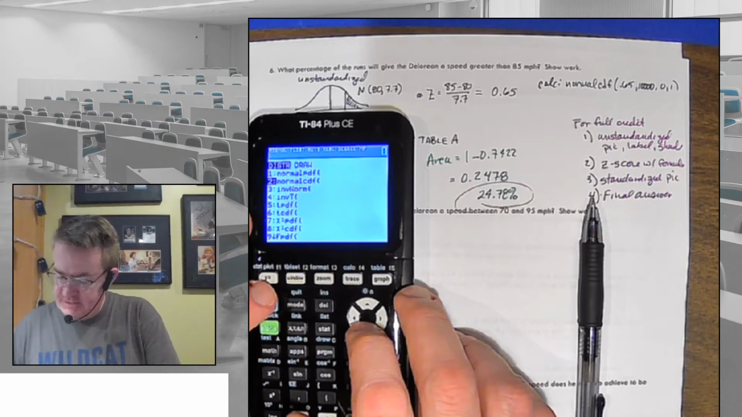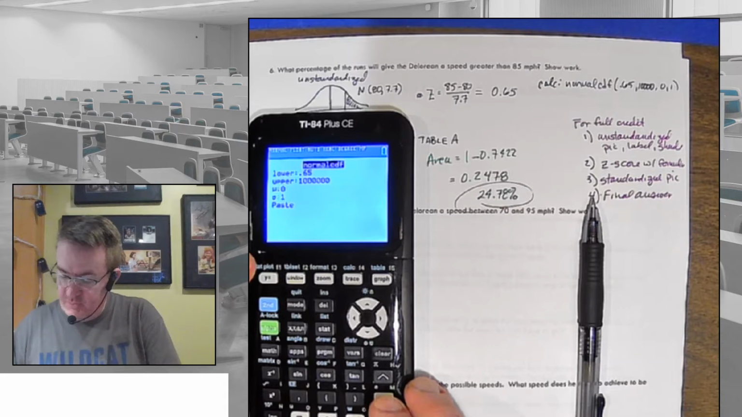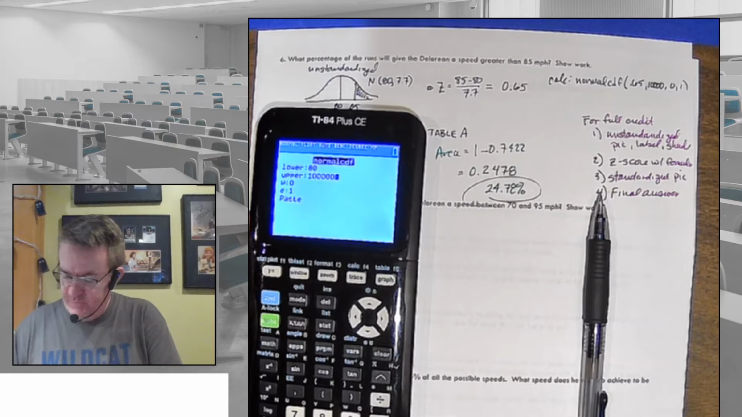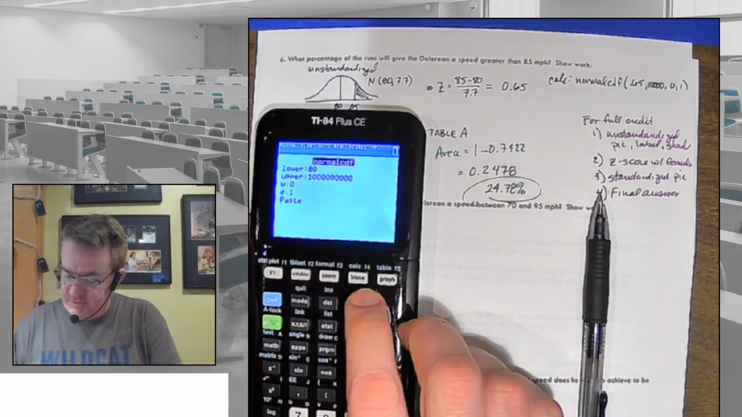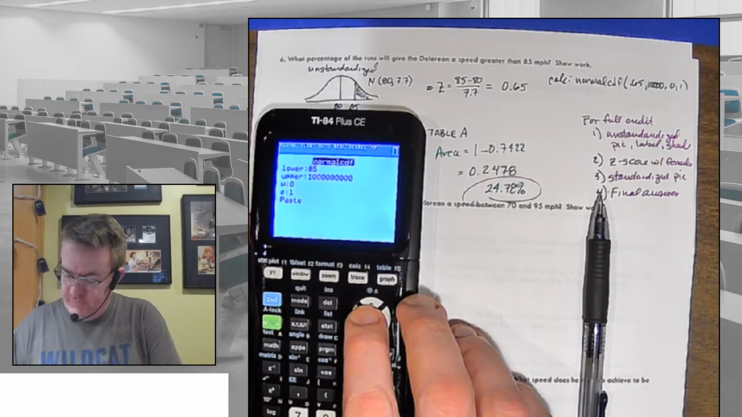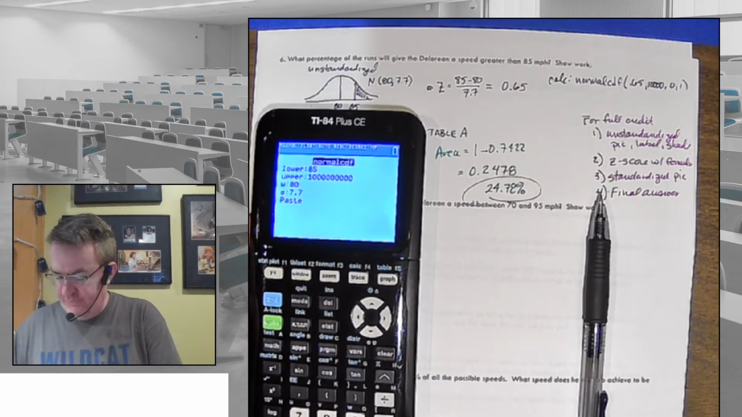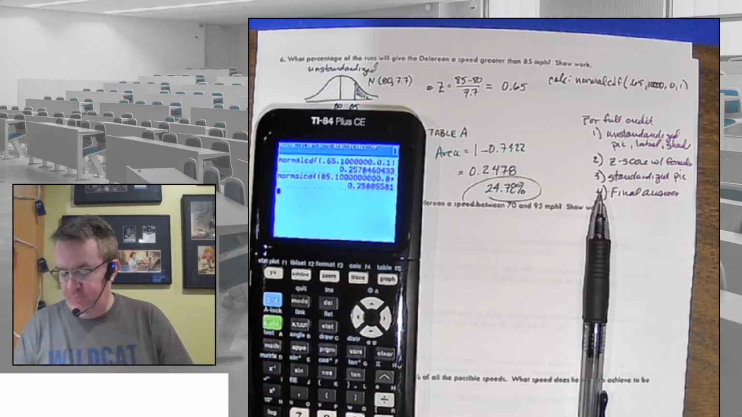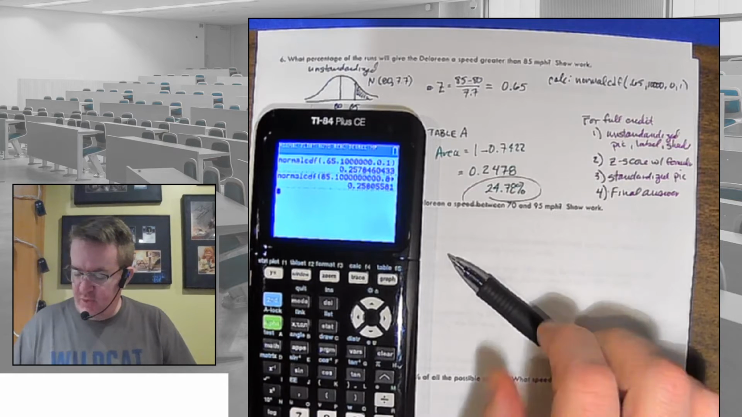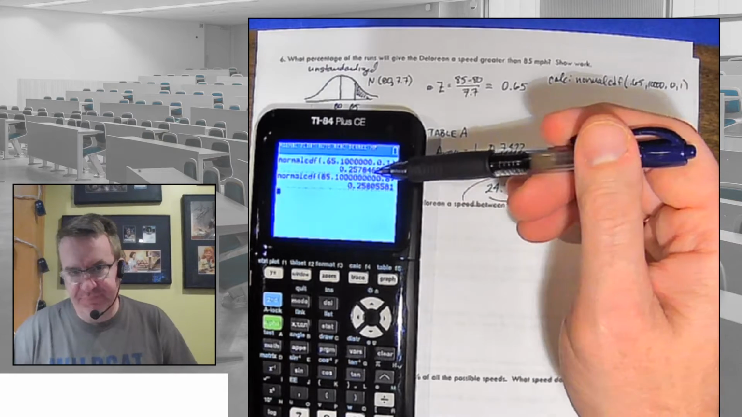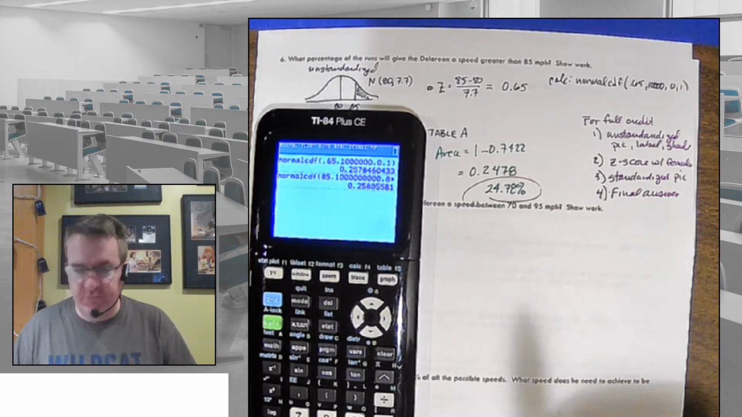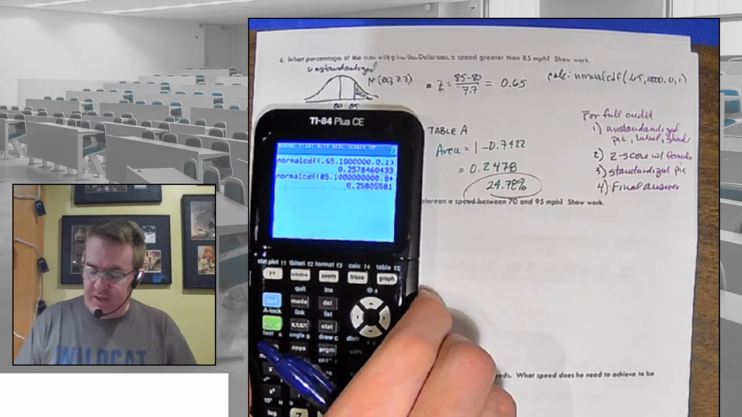The question I always get then is, can you type it in with the actual numbers? Yeah, you could. So I could type in 80, and I could type in a billion, and then I'm going to say, oops, I'm sorry, that should be 85. My mean is 80. Standard deviation is 7.7. Now again, not quite the same because I have a different number up on top. But it's close enough for government work. So you could do that.